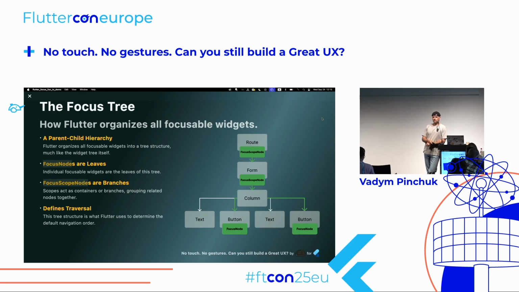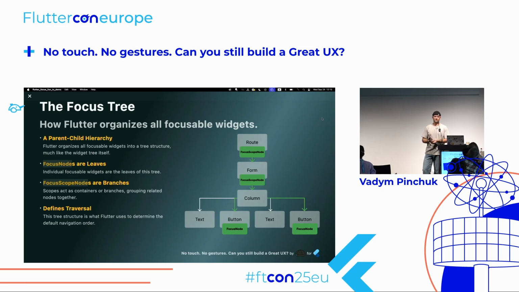Maybe you've heard about three trees, maybe four trees. I've heard about five so far. Maybe there are more. We build a tree for widgets, for elements, and for render objects, and for semantics, the fourth one. We also build a tree for focus nodes. And these are built the same way.